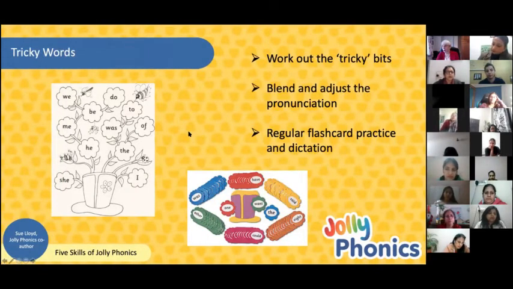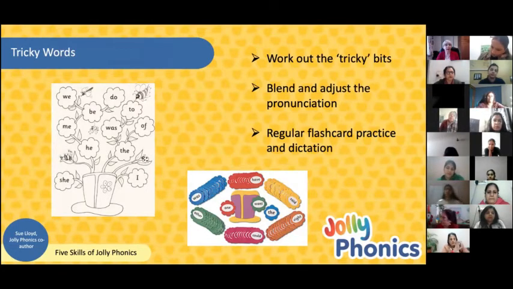Now we come to tricky words, and we do need to have a way of coping with tricky words. Tricky words are very common words that we use a lot in our language, but they have a letter sound correspondence that is rather awkward, a bit in it that's tricky. Now, they can be blended.